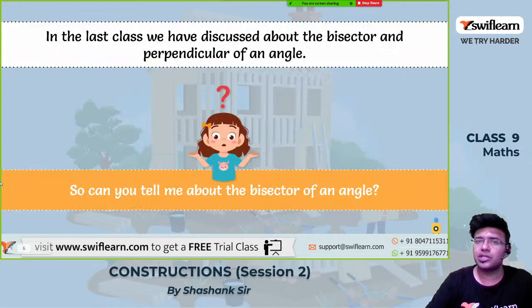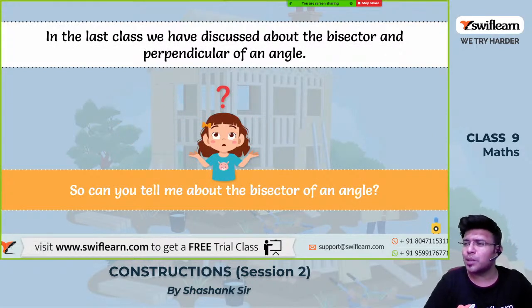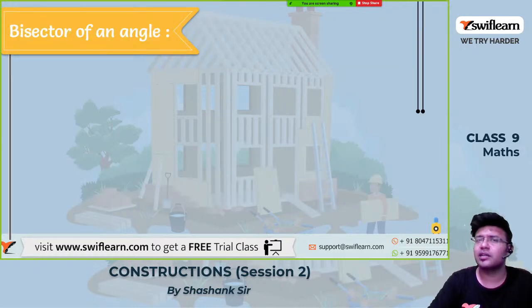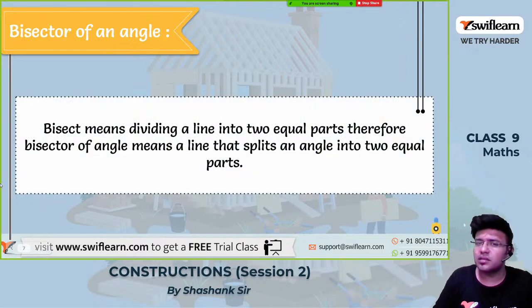In the last class we discussed the bisector and perpendicular bisector. So can you tell me what is a bisector of an angle? The angular bisector, or bisector of an angle, is the one which divides the angle into equal parts. Bisects means dividing a line or something into equal parts. Therefore, the bisector of an angle means the line that splits an angle into equal parts.